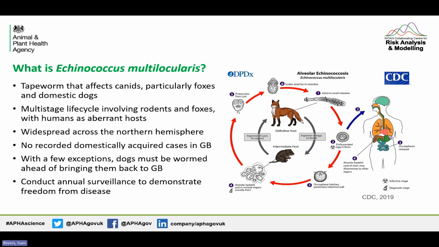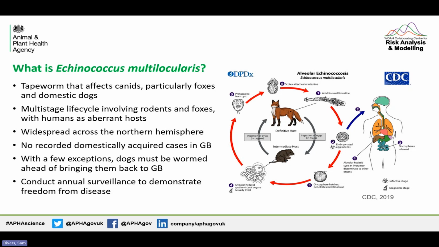Now, I mentioned definitive hosts as foxes and domestic dogs. In rare cases, domestic dogs can actually develop AE as well with similar symptoms to us. And they have similar treatment options with the last line outcome of euthanasia. So we also really want to avoid it in our pets. Now, unfortunately, it's also widespread across the Northern Hemisphere. So there's focal areas in America, Canada, France, Germany, quite a large burden of AE disease in China, etc.